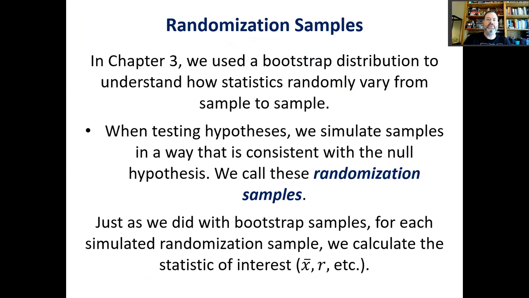So in chapter 3, we used a bootstrap distribution to understand how statistics randomly vary from sample to sample. When testing hypotheses, we simulate samples in a way that is consistent with the null hypothesis. We call these randomization samples. Just as we did with bootstrap samples, for each simulated randomization sample, we calculate the statistic of interest. So this goes back to what I said at the beginning of 4.1, which is that your general approach to these problems should always be making sure you understand exactly what the problem is asking before you start computing stuff.